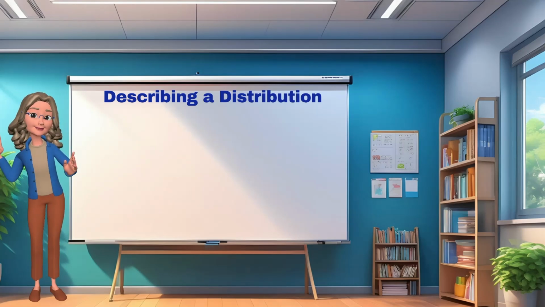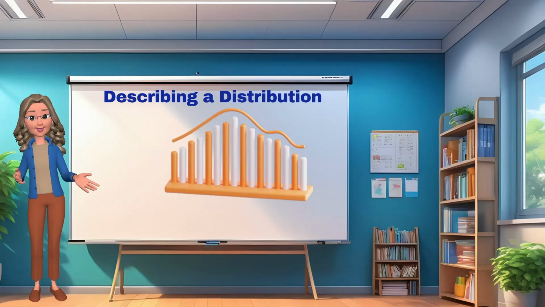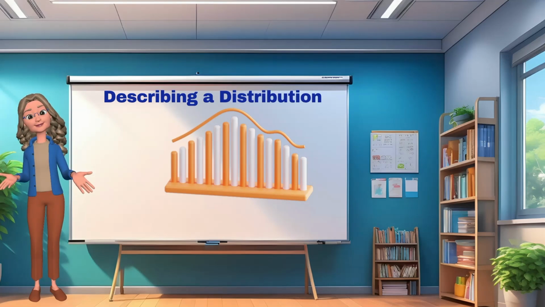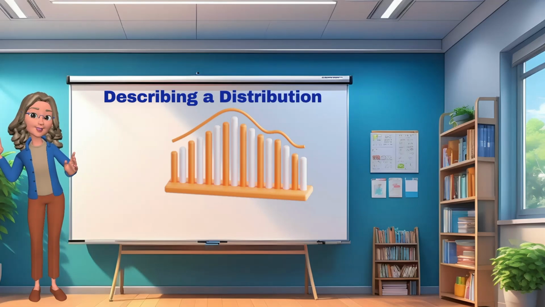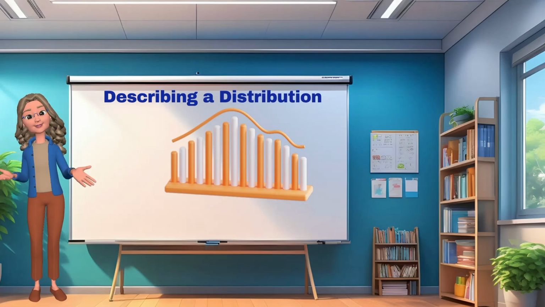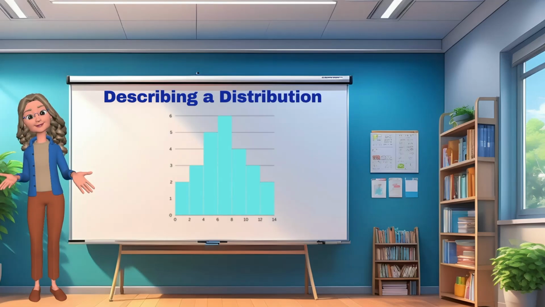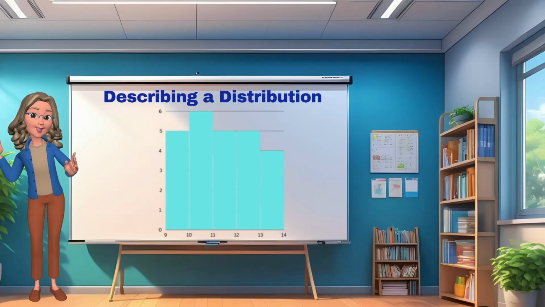In statistics, the term distribution refers to the way in which data points are spread out or arranged over a range of values. The distribution provides important information about the data set, such as where the majority of data points lie, the variability of the data, and any patterns or trends. It helps us understand the overall structure and characteristics of the data, such as its center, spread, and shape. Common types of distributions include roughly symmetric distributions, roughly uniform distributions, and skewed distributions.